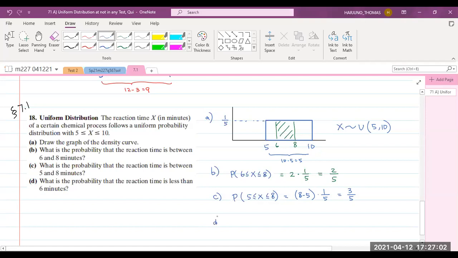Part D. Find the probability that the reaction time is less than 6 minutes. Less than 6, but it has to be between 5 to 10, right? So less than 6 means from 5 to 6 times the height 1/5. So the probability is just 1/5. That's it. That's for uniform distribution.